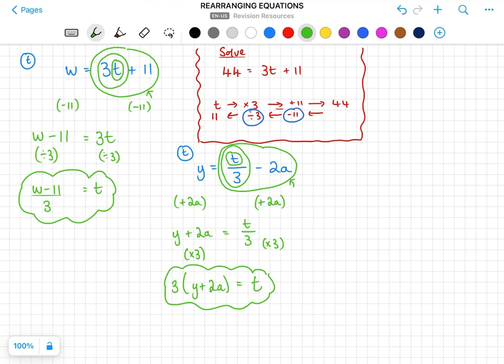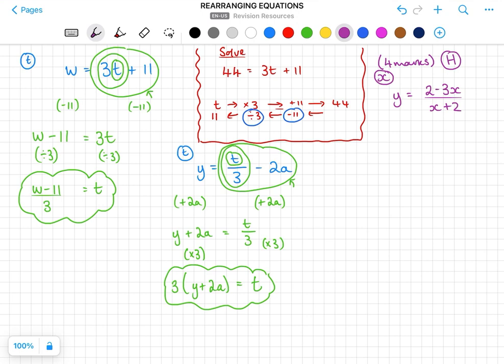Now sometimes rearranging can be quite difficult and be worth 4 marks. Higher paper only. And when this happens, we are looking at 2 of the letter in the equation. So let's look at an example. In this equation, we want to make x the subject. What you'll notice is that the equation has 2 lots of x in it.